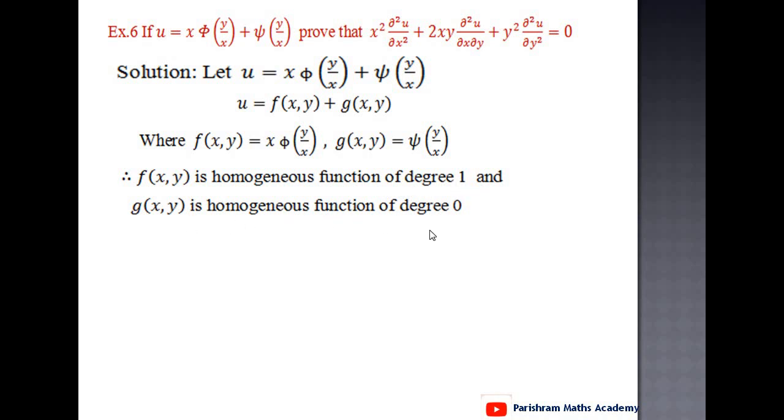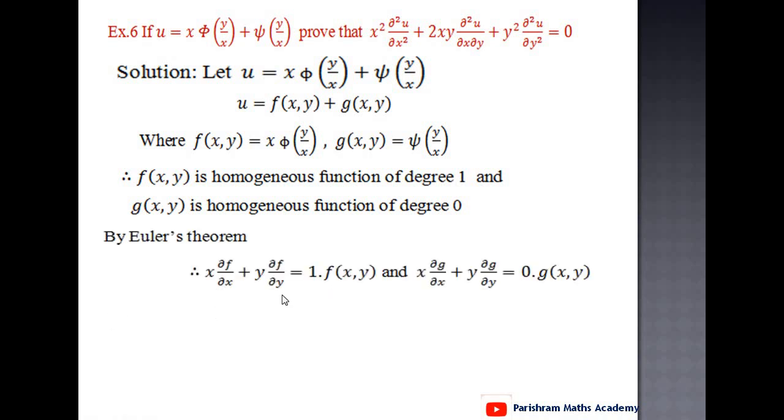And therefore by Euler's theorem, x into ∂f/∂x plus y into ∂f/∂y equal to 1 into f of x comma y, and x into ∂g/∂x plus y into ∂g/∂y equal to 0 into g of x comma y. Therefore x into ∂f/∂x plus y into ∂f/∂y equal to simply f of x comma y, and the second term is x into ∂g/∂x plus y into ∂g/∂y equal to 0.